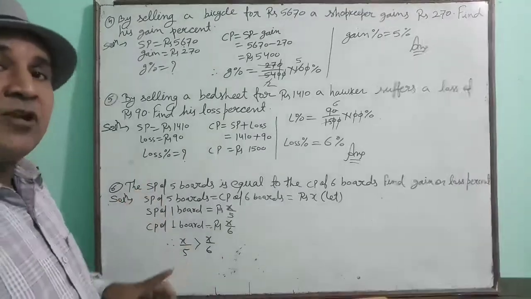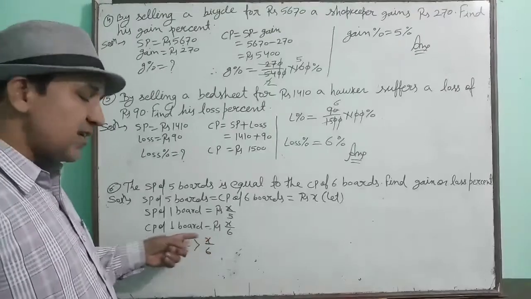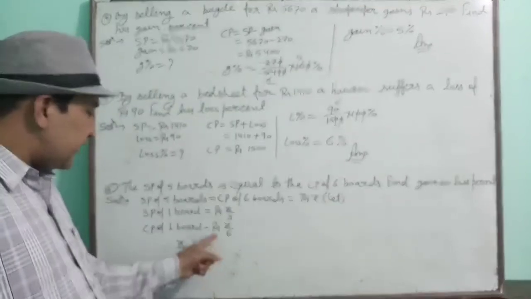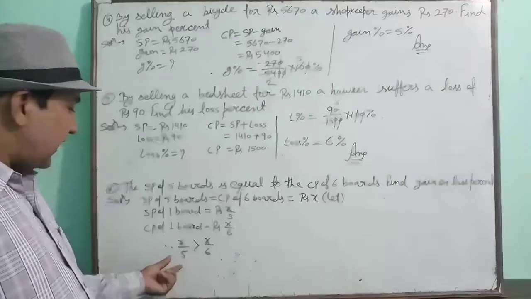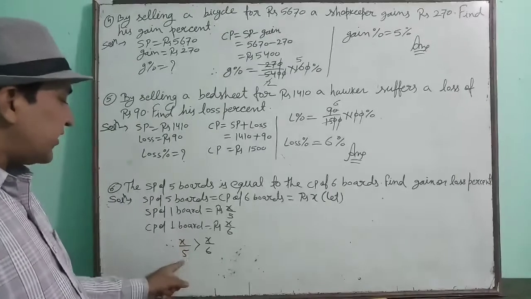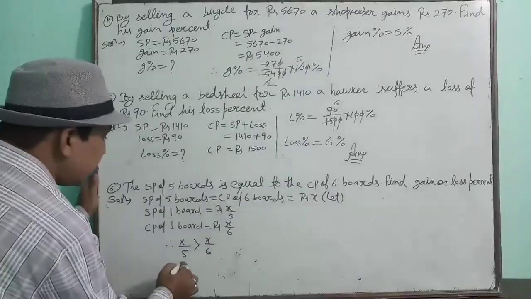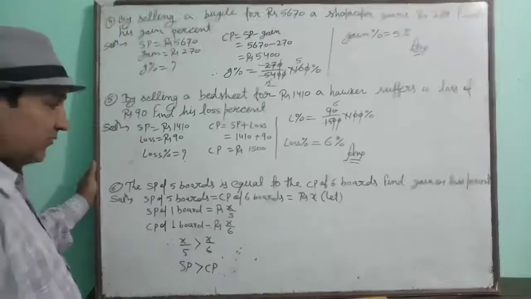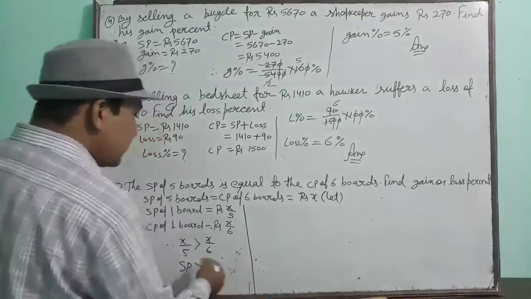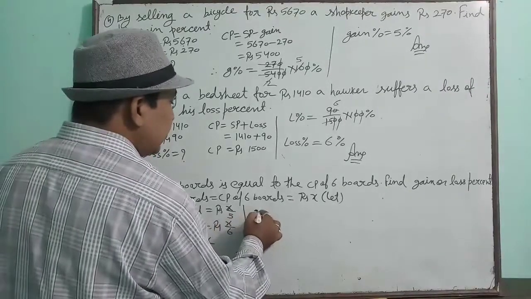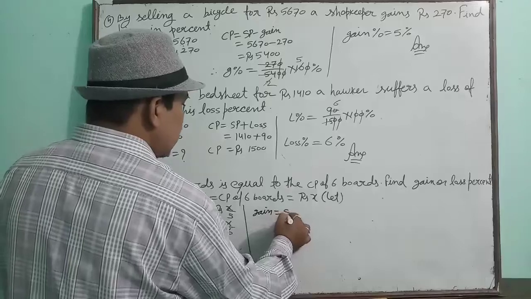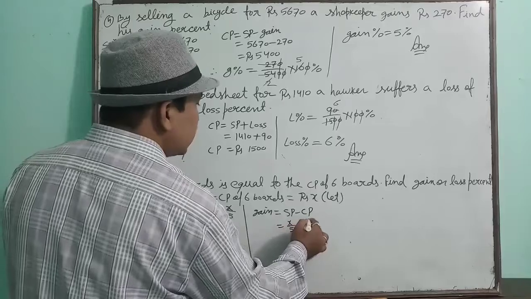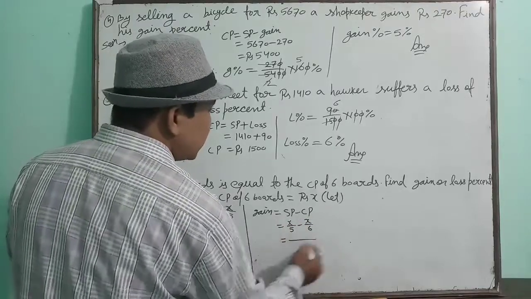This is the technique which you have to learn. If numerators are same, then we check the denominator. Greater the denominator, smaller is the fraction, and smaller is the denominator, greater is the fraction. So here you can see that selling price is greater than cost price, and we know that if selling price is greater than cost price, then there is gain. So gain is equal to selling price minus cost price, means X by 5 minus X by 6.